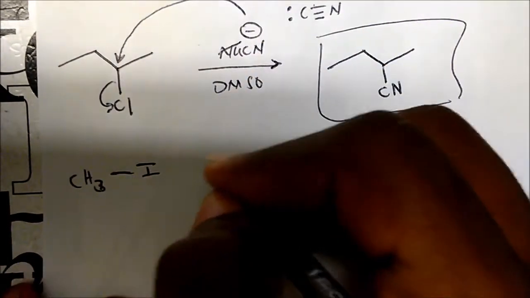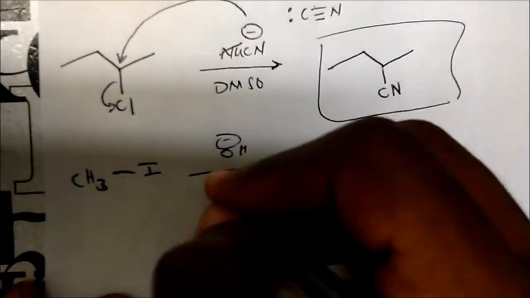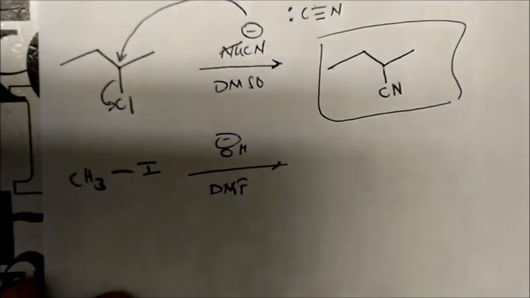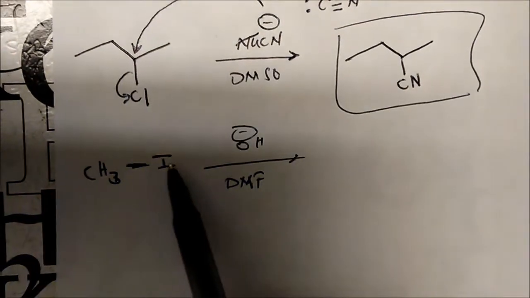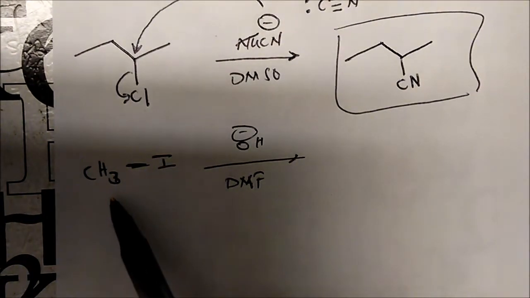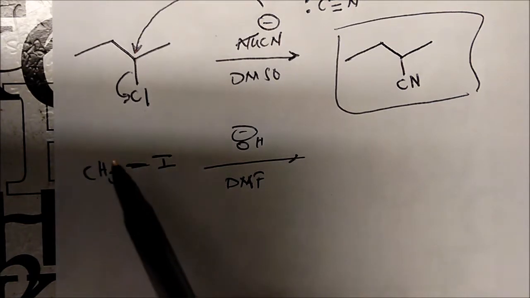How about another one? How about this? What if we had methyl iodide, right, and we add in some OH minus, and maybe we would add DMF, a polar aprotic solvent. Well, notice again, in this case we have a methyl alkyl halide, and this is very open.